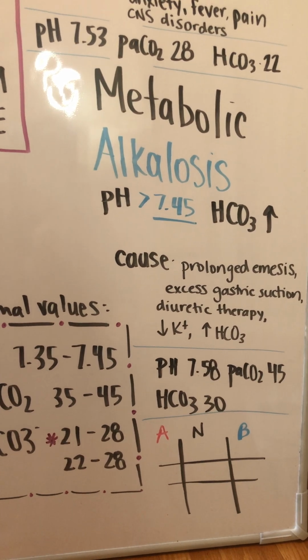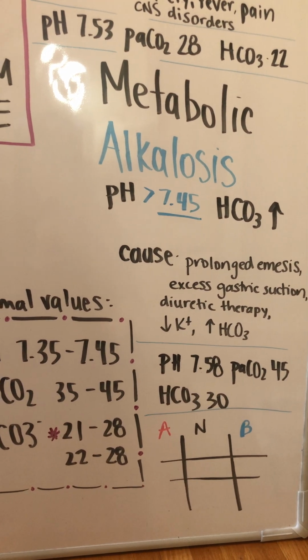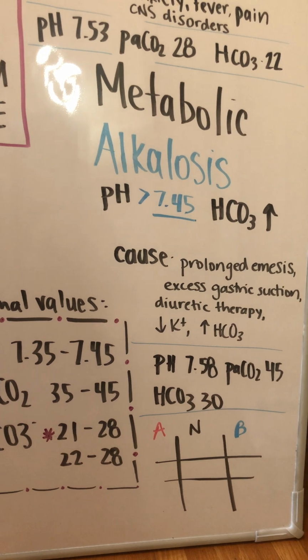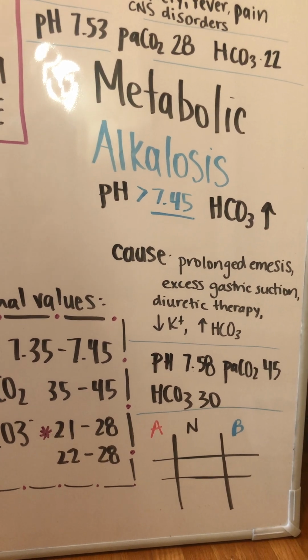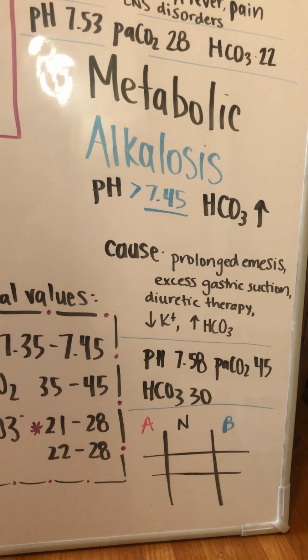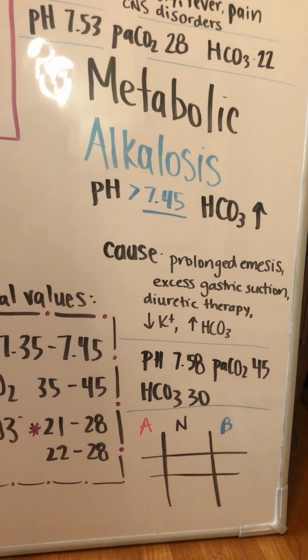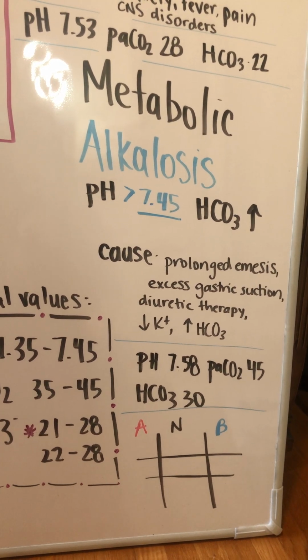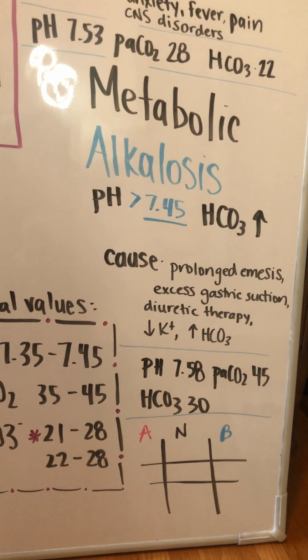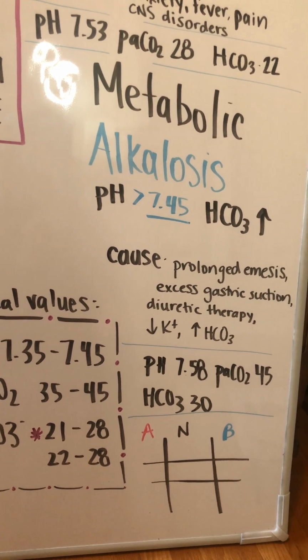Metabolic alkalosis means that the pH is above 7.45. So above our normal range means it's basic. So that's going to be alkalotic. And we know that metabolic is equal. So our bicarb is going to be up or elevated. So our bicarb is going to be greater than 28, greater than our normal range.